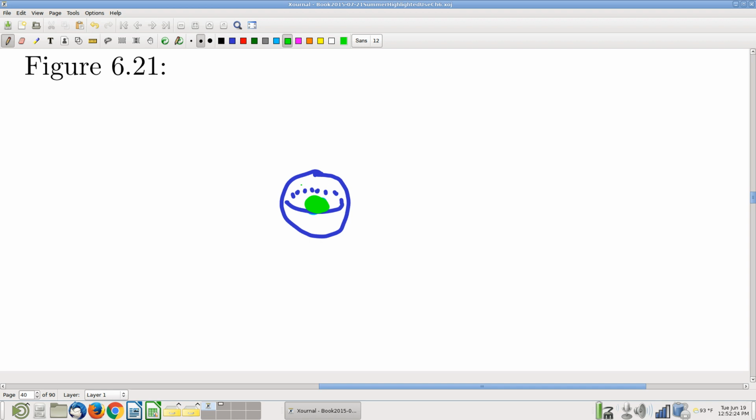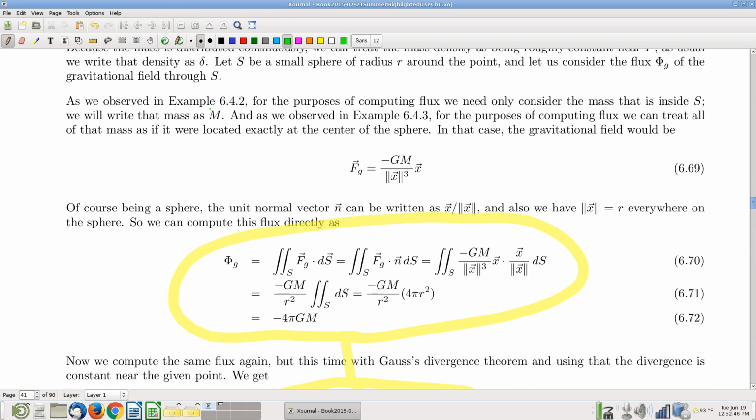And now we have a highly plausible problem: I've got a point mass, and I want to compute the flux of the gravitational field through the sphere. Point mass, gravitational field is easy to write down. Sphere, easy surface. This is coming together. What seemed like an intractable problem has now turned itself into a perfectly doable problem, and the calculation is right here.